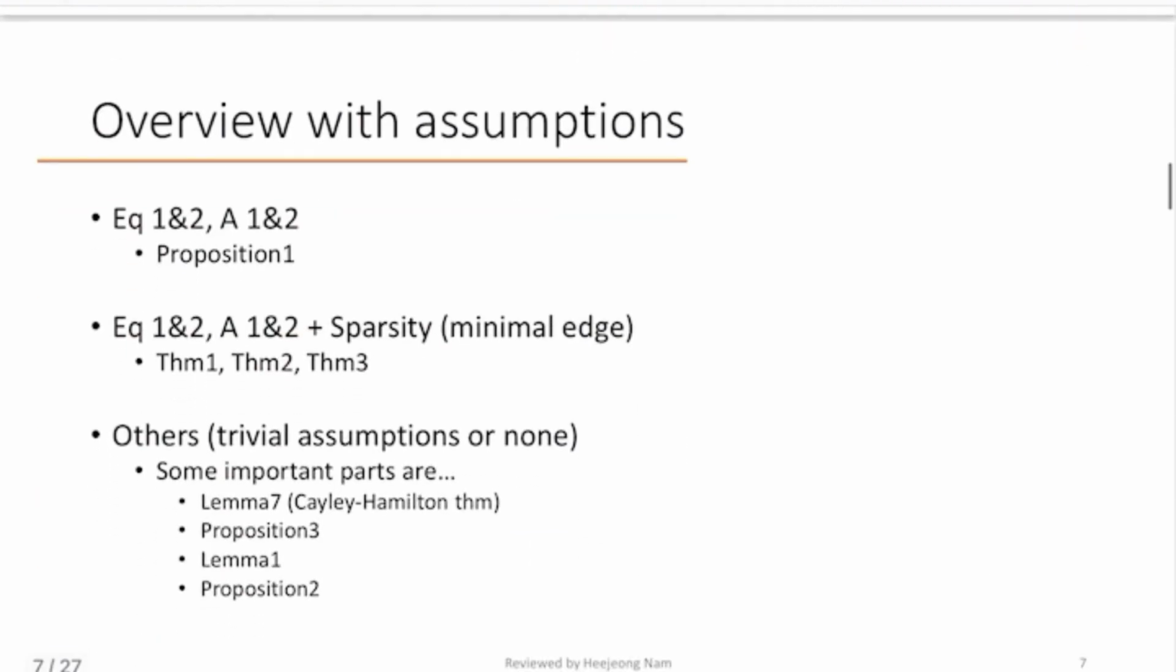From now on, we will see how we can approximate the true Markov network with several theorems and propositions. To give a brief overview with assumptions, equations 1 and 2, which are the data generating process and matching distribution, are needed for most of the propositions and theorems. Also theorems 1, 2, 3 depend on the sparsity assumption, which is the condition about the minimal number of edges. And some others depend on other trivial assumptions or almost no assumptions, which are lemma 7, proposition 3, lemma 1, and proposition 2, etc.